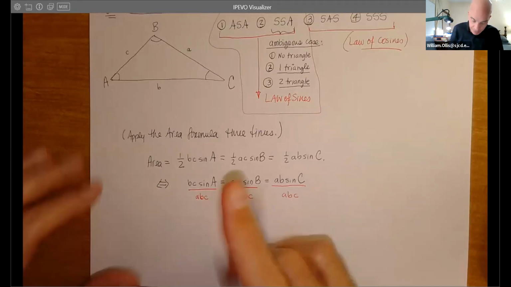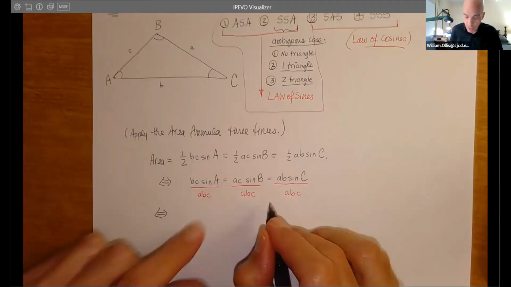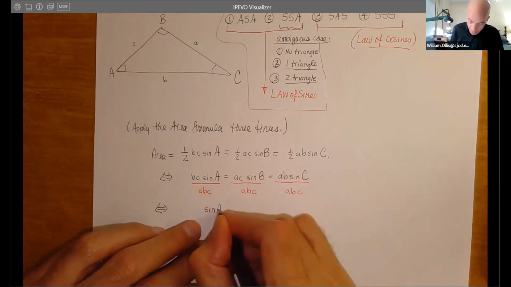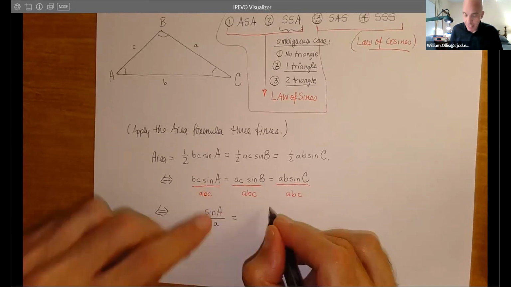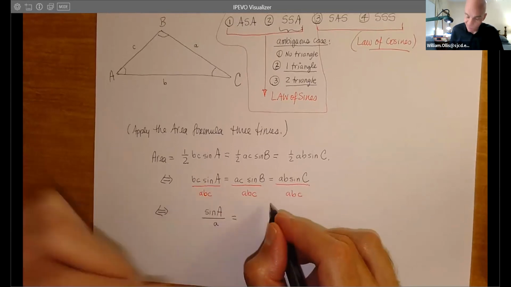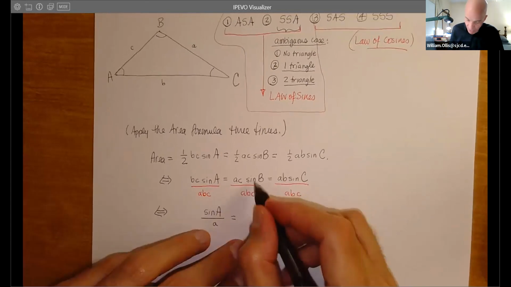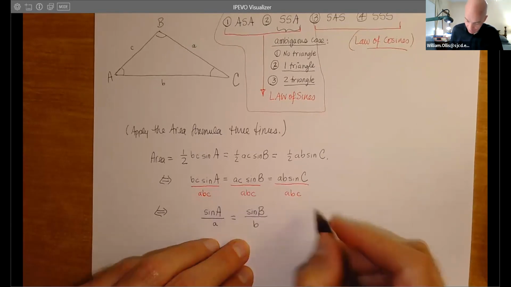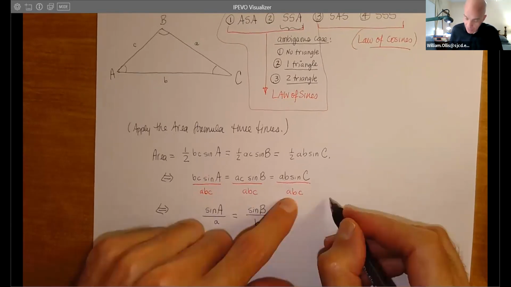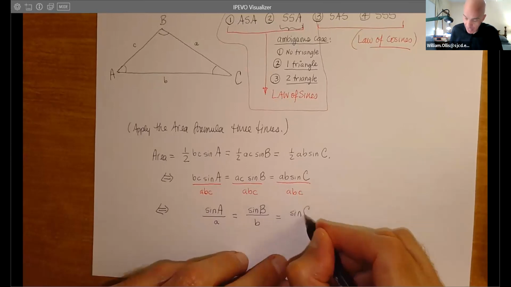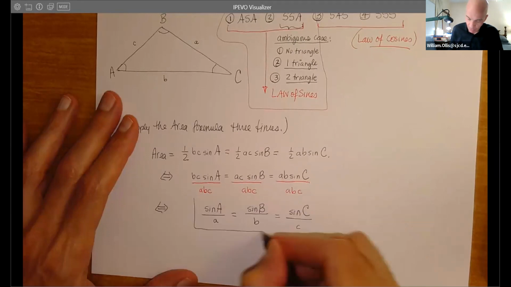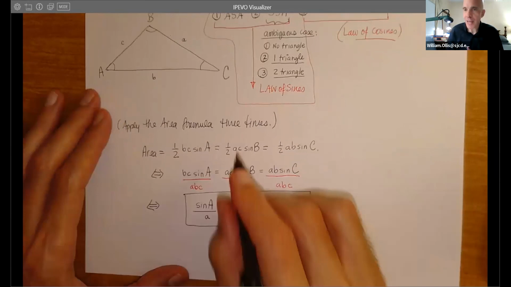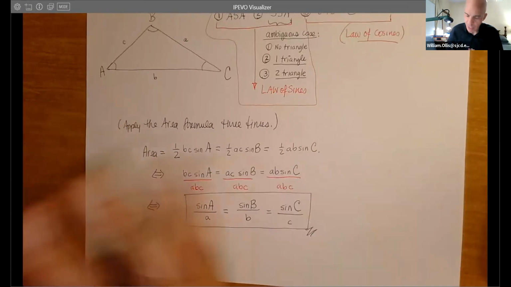So when we divide by ABC, notice the BC's absorb, and we get sine A over A. So notice the opposite side and the angle correspond. Here the AC's absorb, and we get sine B over the side B. And here the AB's absorb, and we get sine C over the side C. So this is really simple, but very powerful. You're thinking, well, we certainly had a good use for that area formula, and wow, how simple is that?